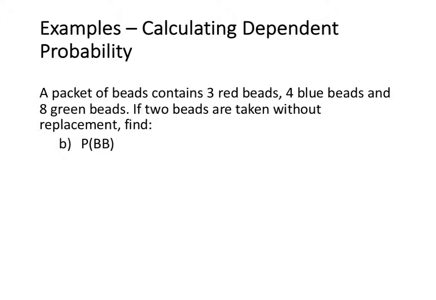In part B, I want to find the probability of getting 2 blue beads. My first step is to calculate the probability of getting a blue on my first draw. I do that by working out my favourable outcomes divided by my total number of outcomes, which is 4 blue beads divided by my total number of beads of 15. So the probability of getting a blue bead on my first draw is 4/15. The second step is to work out the probability of getting a blue on my second draw.